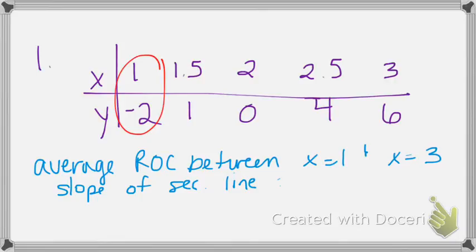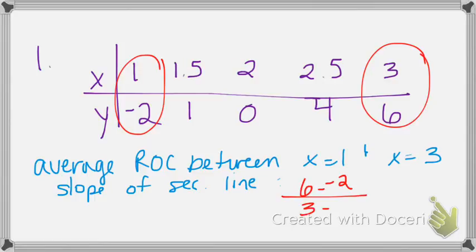So I'm looking at 1 and I'm looking at 3 and I subtract the y's and subtract the x's. So it would be 6 minus negative 2 over 3 minus 1. And I get 8 over 2, which is 4.